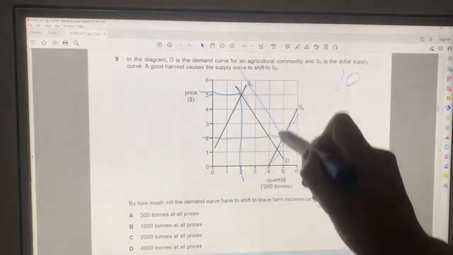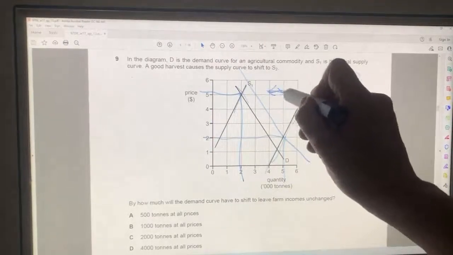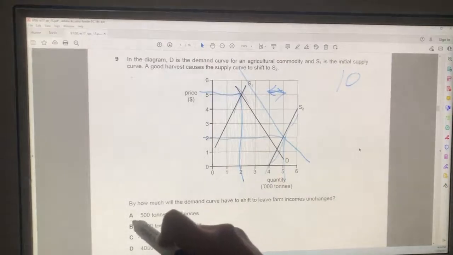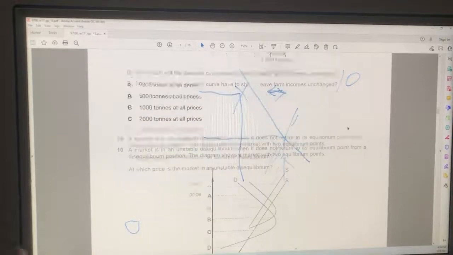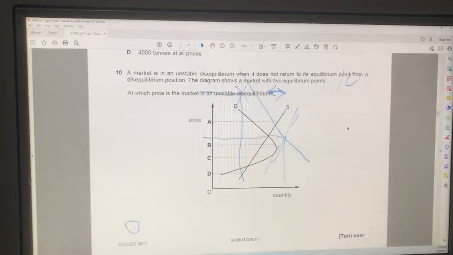So the demand curve will have to shift by 1,000 tons at all prices. Answer must be B. But maybe that one's just graphically proven. I'm not sure there's another way to prove that. The math works, though.